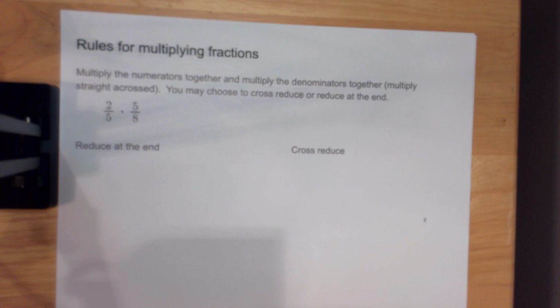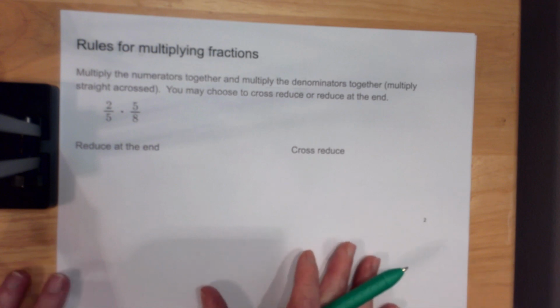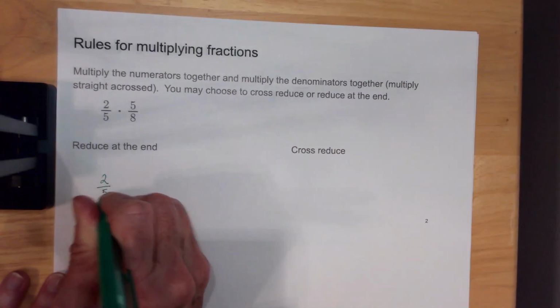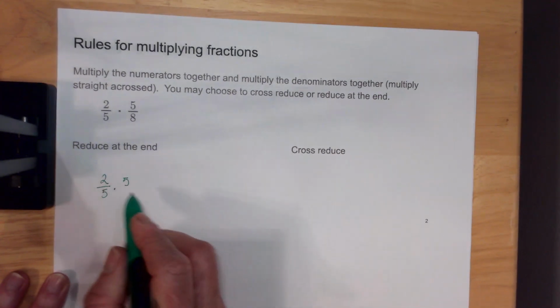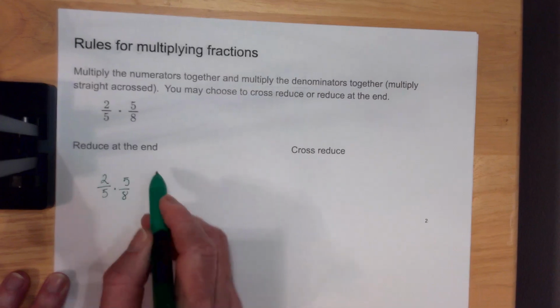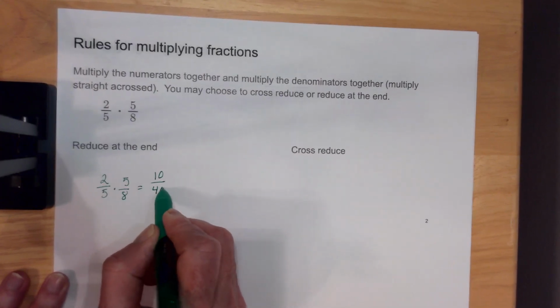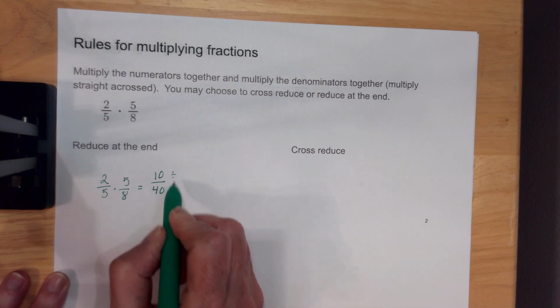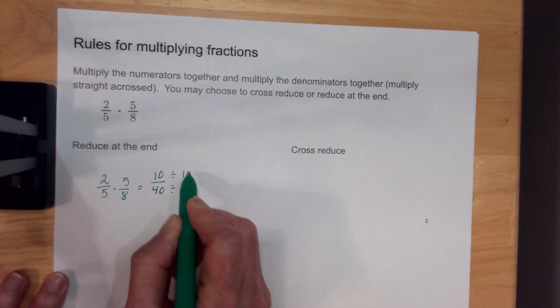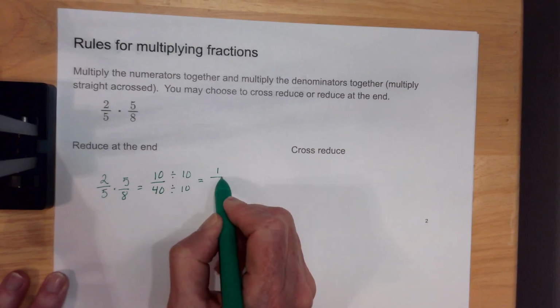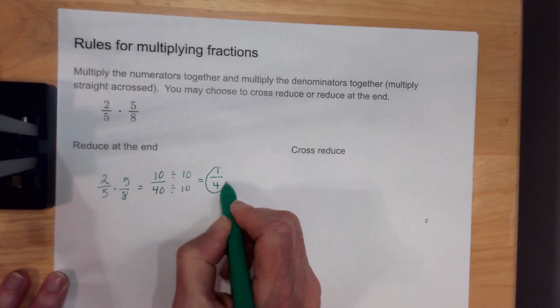You can choose to either cross-reduce or reduce at the end. So let's say we were going to reduce at the end. So I have 2/5 times 5 over 8. If I multiply straight across, I get 10 on the top, I get 40 on the bottom, and I'm going to divide the top and the bottom by 10. So I'm going to get 1 on the top and a 4 on the bottom.